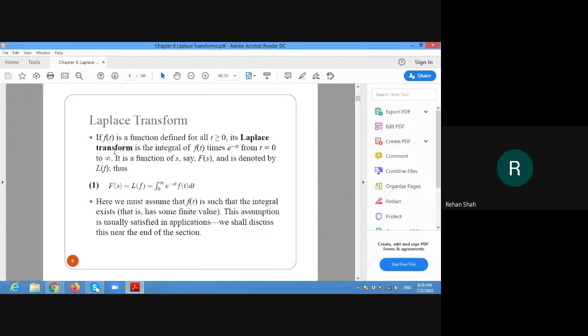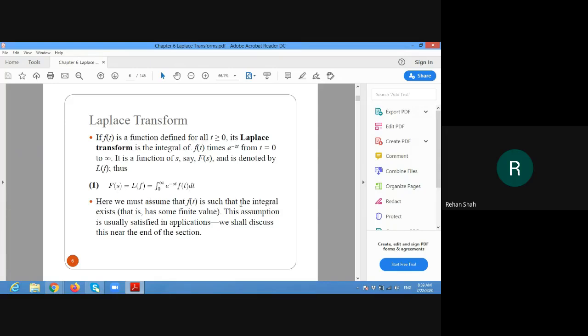So what is the definition? If f(t) is defined for all t greater than or equal to 0, as I said earlier, and if you multiply f(t) with e to the power minus st and integrate from 0 to infinity, it is said that the Laplace transform of f(t) is equal to the integral from 0 to infinity of e to the power minus st f(t) dt, and the result is F(s).